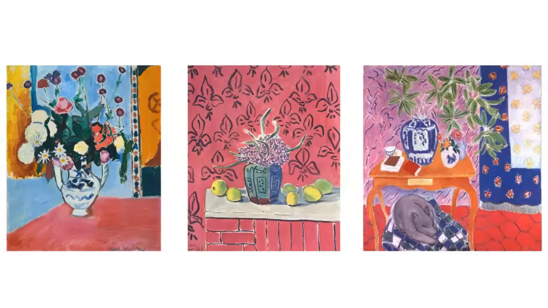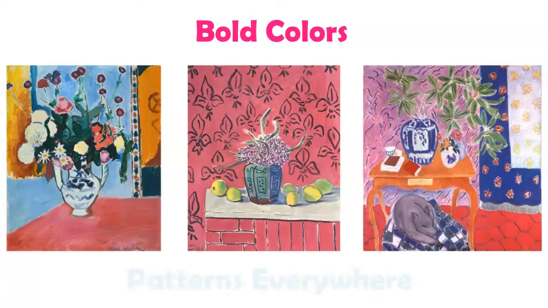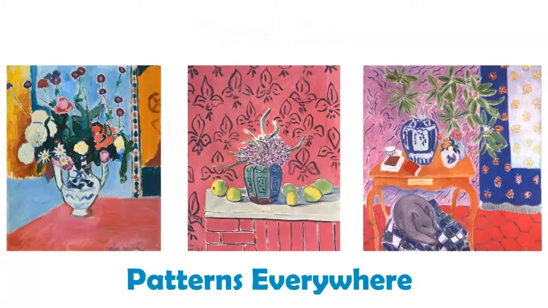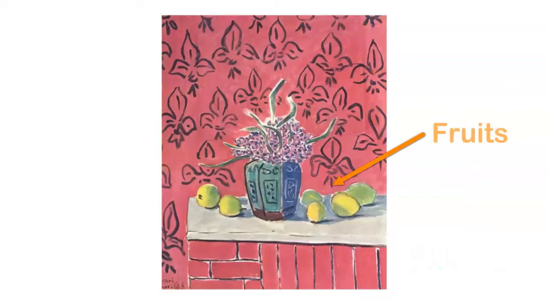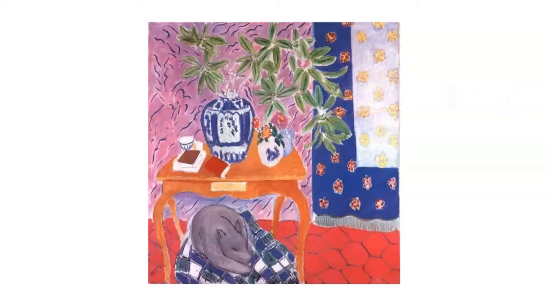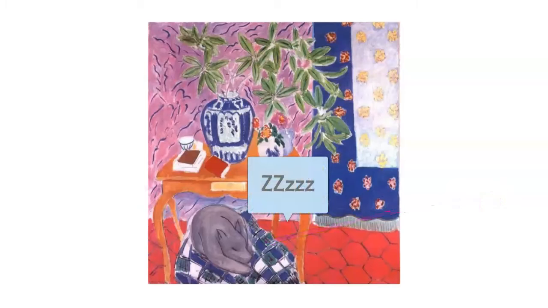Now, let's look more closely at his flower still lifes. See how he uses bright, bold colors and intricate patterns. There are patterns everywhere. This type of painting is called a flower still life. Here he adds fruits, so this is a still life of flowers and fruits. And here we see flowers, a cup, books, and what's that under the table? Oh, it's a dog taking a nap.